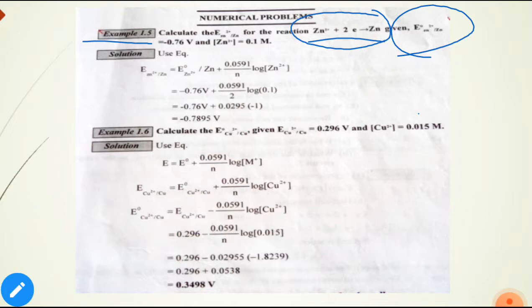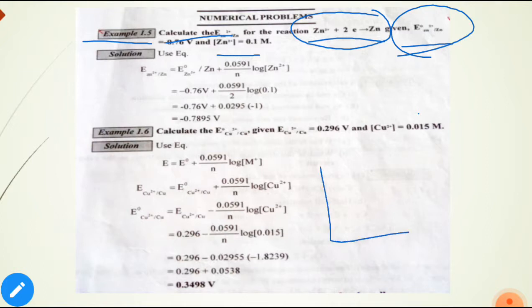It is a total reduction reaction. In this reaction, reduction will be taking place, and E naught is nothing but the standard electrode potential. We have to calculate the potential of the electrode. Here the standard potential value is given, and they also gave the concentration of the zinc ion.